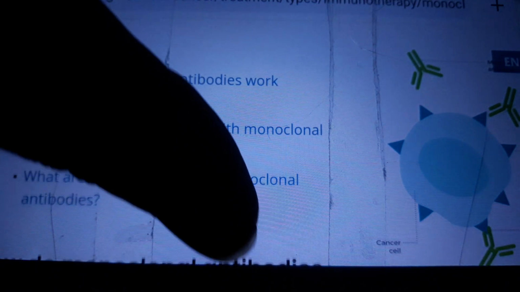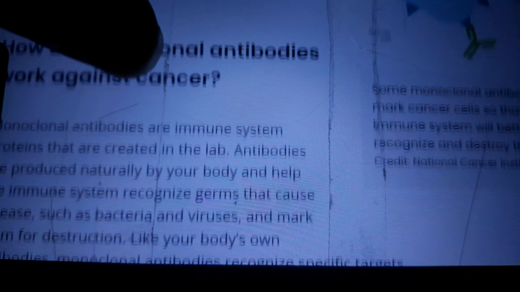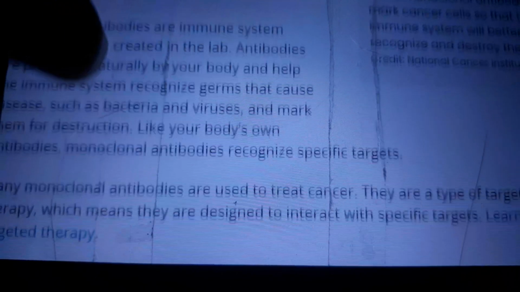Now, this picture, illustration shows that some monoclonal antibodies mock cancer cells so that the immune system will better recognize and destroy them. Credit goes to the National Cancer Institute for this illustration. And on to the question, how do monoclonal antibodies work against cancer?